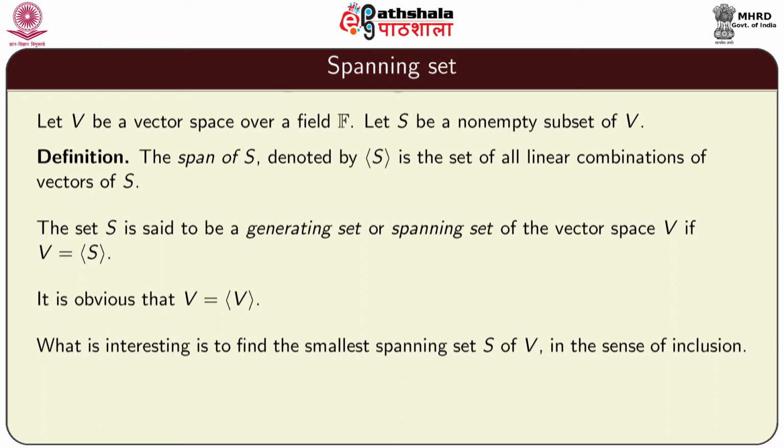Let us recall that if V1, V2, ..., Vn are finitely many vectors in the vector space V, then a linear combination of V1, V2, ..., Vn is nothing but A1 V1 plus A2 V2, and so on up to An Vn, where A1, A2, ..., An are elements in the field F. So, the span of S is nothing but the collection of all such linear combinations of vectors, where the vectors are coming from the set S and the scalars are allowed to vary freely in the field F.